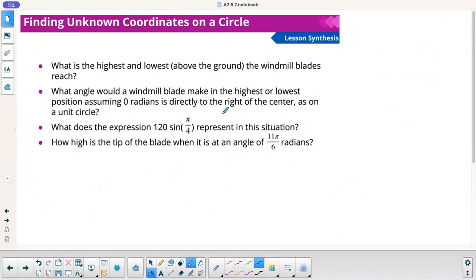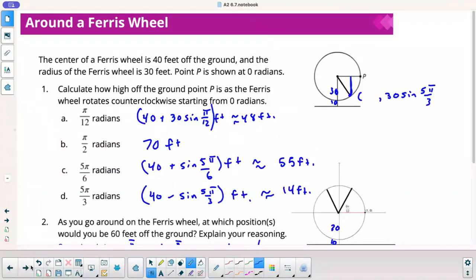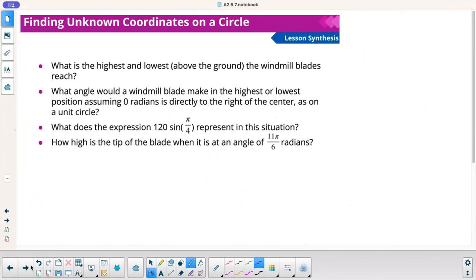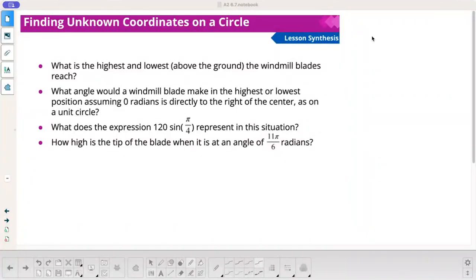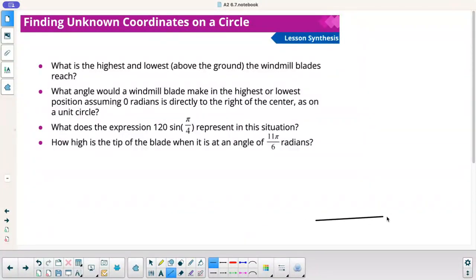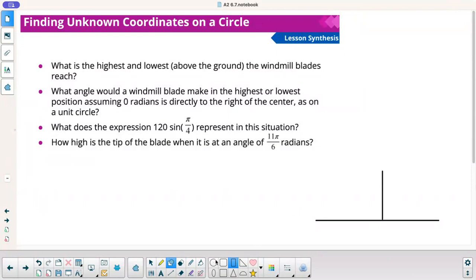So what is the highest and lowest above ground the windmill blades will reach? Where's the windmill? Oh, I need to give you guys a picture here. Give me a second here. Okay, so I'm going to give you a picture here. Here's the ground. Here's my windmill base. And then the windmill is going to be up here. Okay, kind of like that.